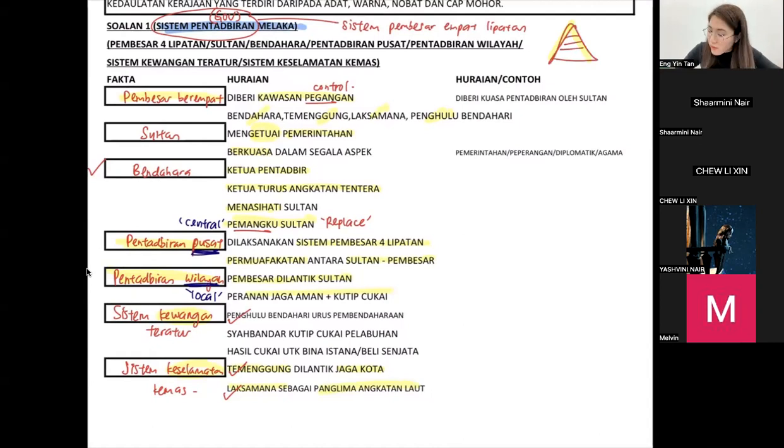Among the 4 levels, the most important one is this one. So therefore, the 4 main leaders are 1, 2, 3, 4. The 4 main leaders. So it's the one that helping the Sultan.